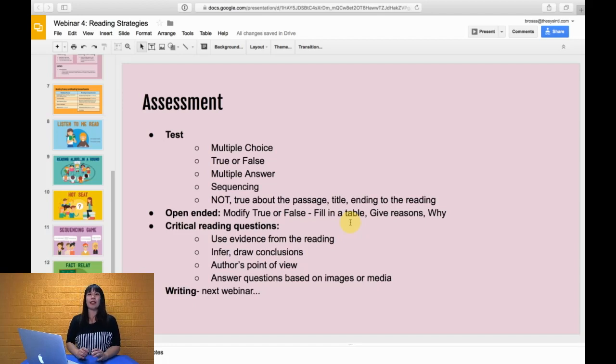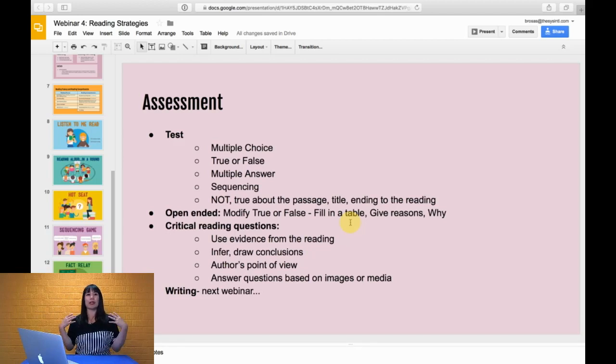You always want to do critical reading questions with students. This is really aligning to the anchor standards of Common Core or other types of standards. You want them to use evidence from the reading to prove something, or they infer something, draw conclusions, and then give that evidence. Maybe even talk about author's point of view and answer questions based on images or media. So when we do assessment, we really want students to be tested on not just the simple types of questioning, but the higher level critical reading questions.